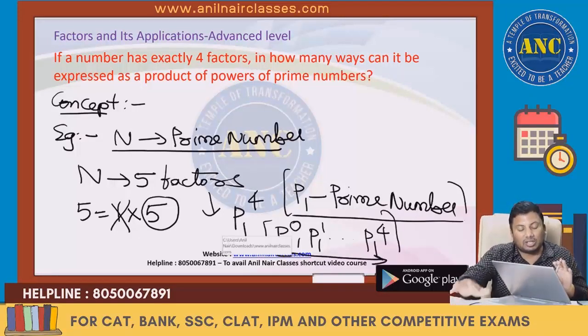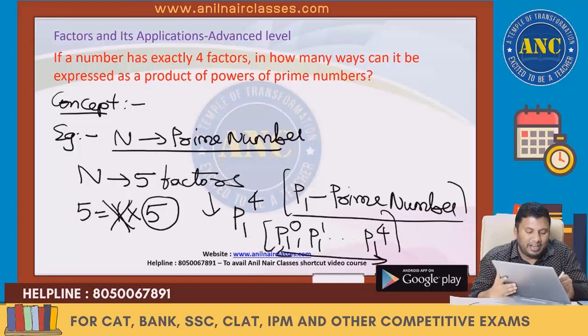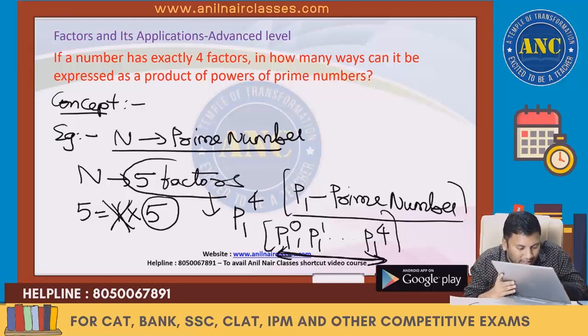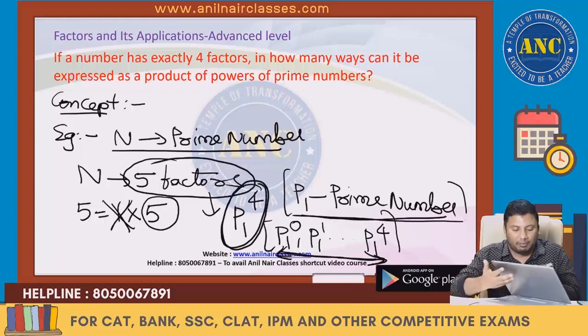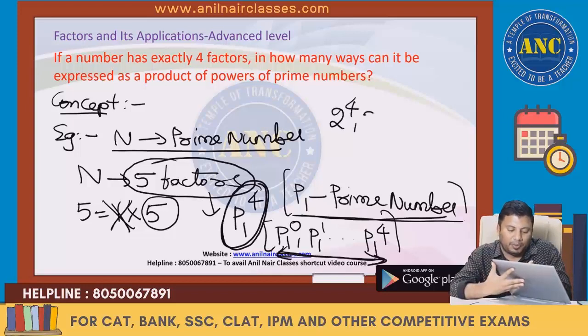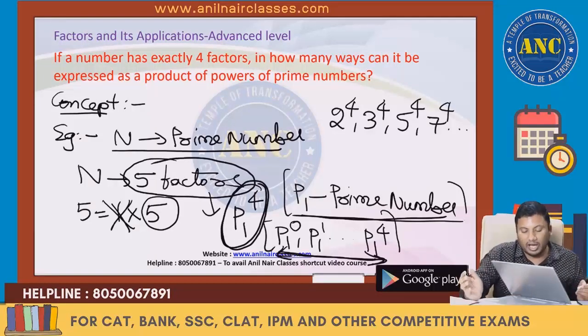If the number has got 5 factors, the 1 can be eliminated because it becomes P1 power 0. 5 means power will be 4. Why is it 1 less? Because 0 to 4 is nothing but 5. That means if a number has got 5 factors, the number form will be P1 power 4. What is P1? It is a prime number. That means it can be 2 power 4, 3 power 4, 5 power 4, 7 power 4 and so on. I hope it is clear.